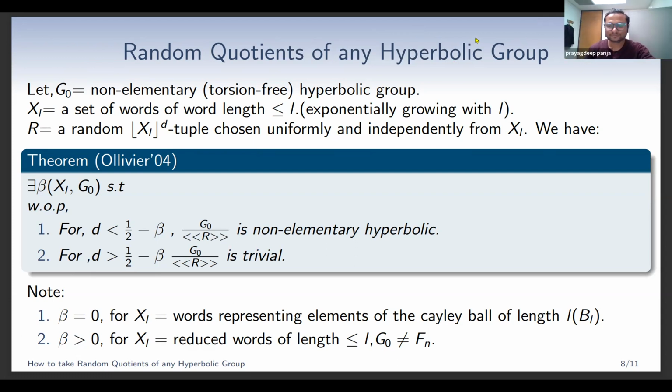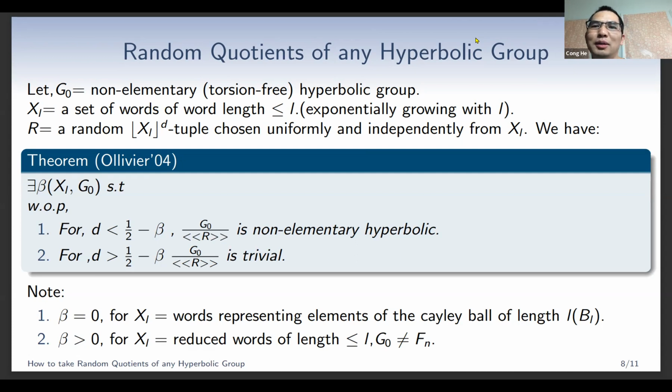Can I ask a question? For Ollivier's theorem, what about D equal to 1/2 minus beta? So this beta is already determined by x1 and g0, right? Yeah, it depends on the kinds of words you choose from and the group you start with. So what happens at density equal to 1/2 will also depend on a lot of things. I don't know what happens at exactly density 1/2. People have studied it for the free group, but not for any general group.